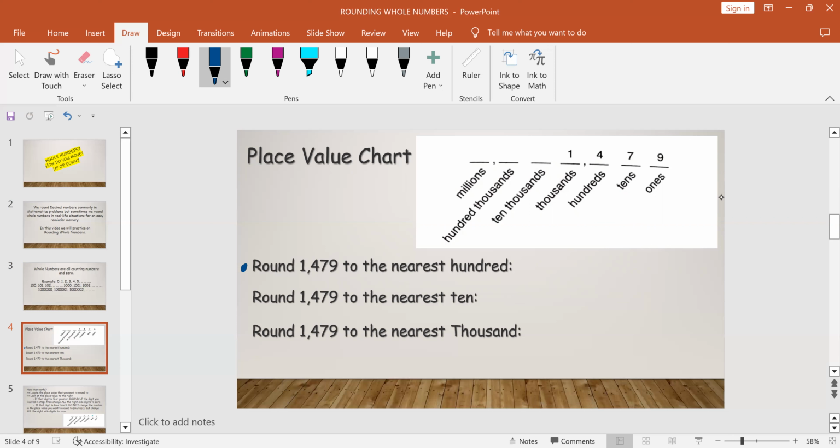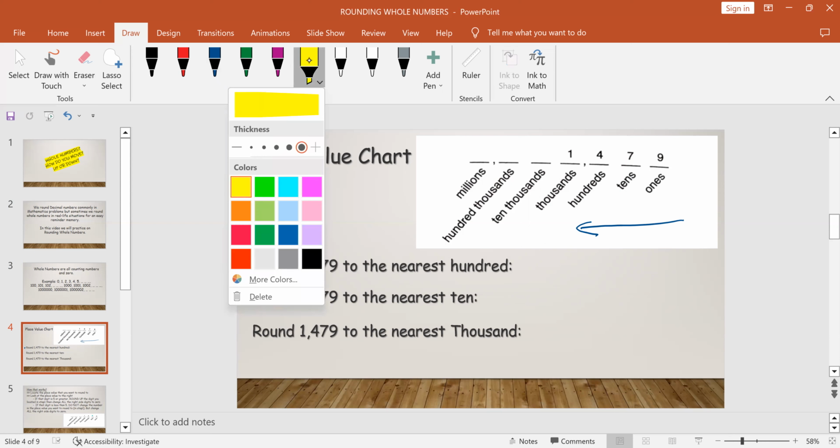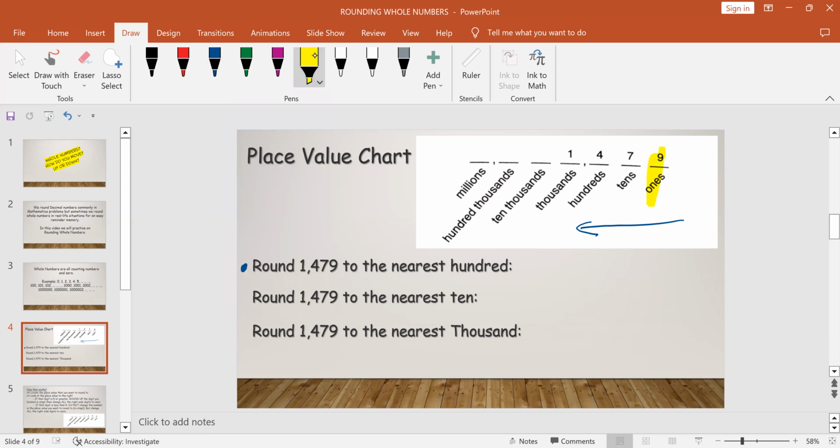Here we have place value. So 1,479, if you write it, you'll see that from right side to the left side, we have 9 located in ones place. You have a 7 for tens place, 4 for hundreds place, and the 1 to thousands place.